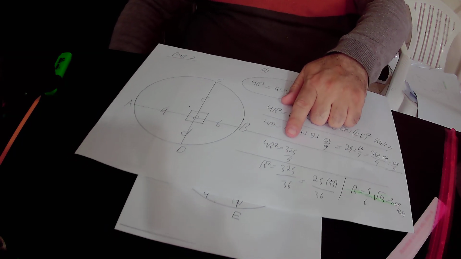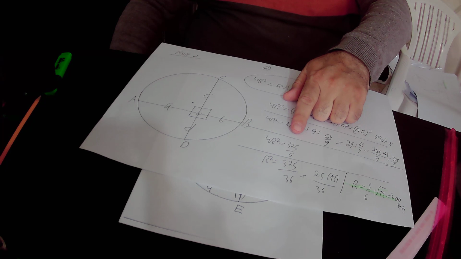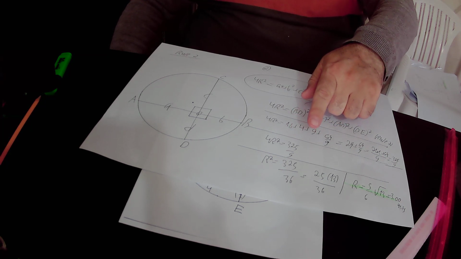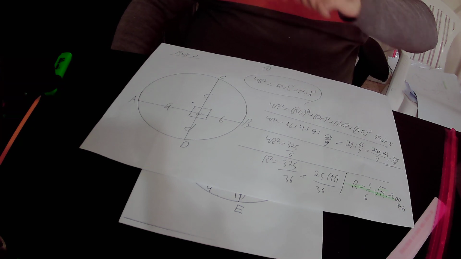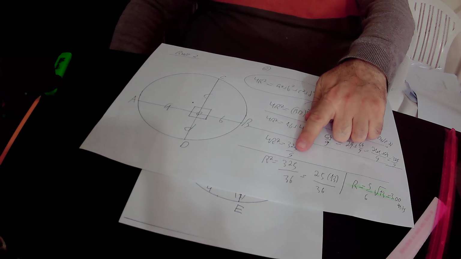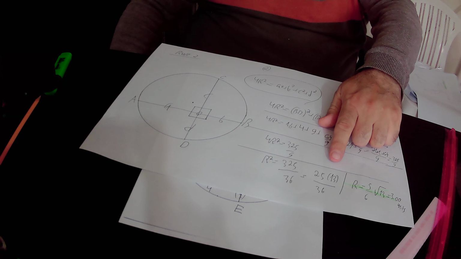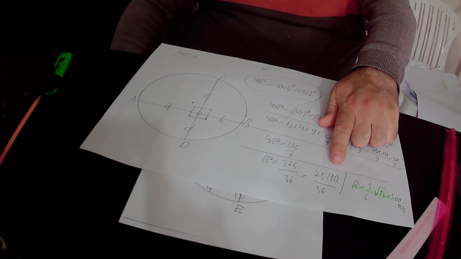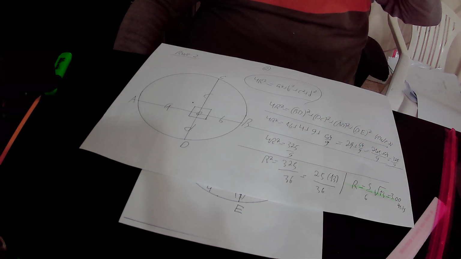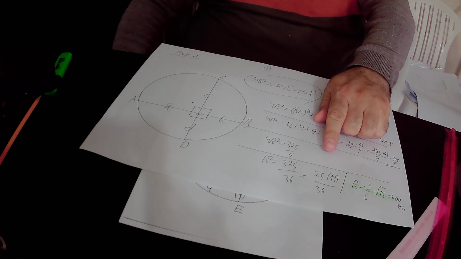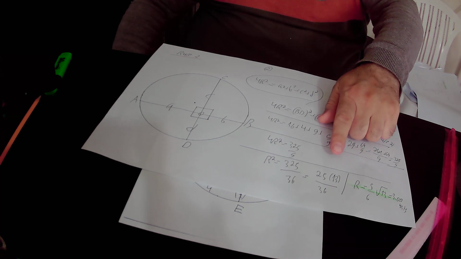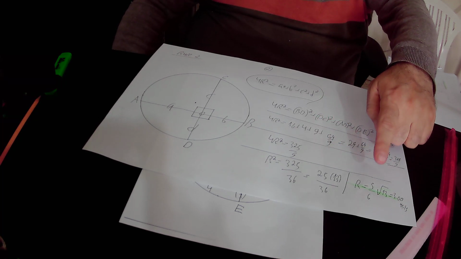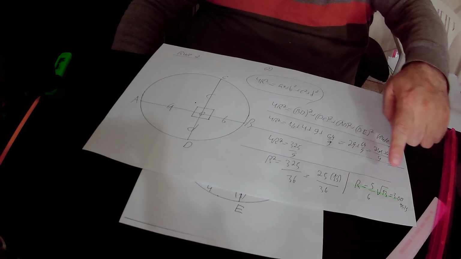We divided this equation by 4 and found that R squared equals 325 over 9 times 4, which is 36. So we substituted 325 by 25 times 13 and found that R squared equals 25 times 13 over 36. So we took the root of this equation and found that R equals the square root of 25, which is 5, over the square root of 36, which is 6, times the square root of 13.